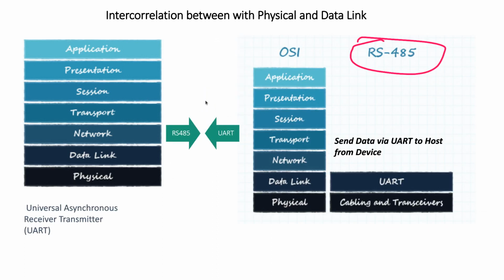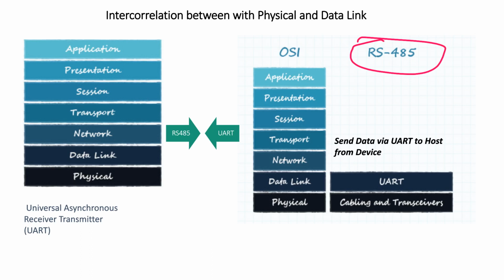Well, how is RS485 going to collaborate and integrate, let's say communicate, with our input signals? This is the middleware protocol UART. It's a UART, which is nothing but universal asynchronous receiver transmitter. So coming from the physical layer it gives us RS485, but the data link gives us UART. Like this we are sending data via UART from the device to the host.